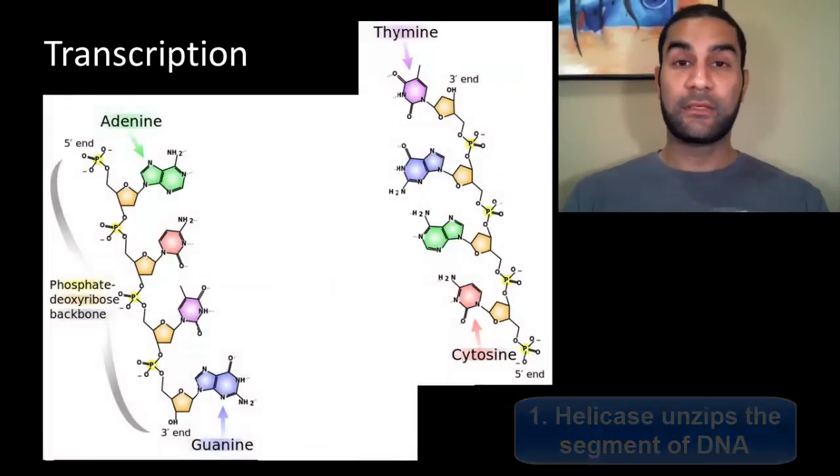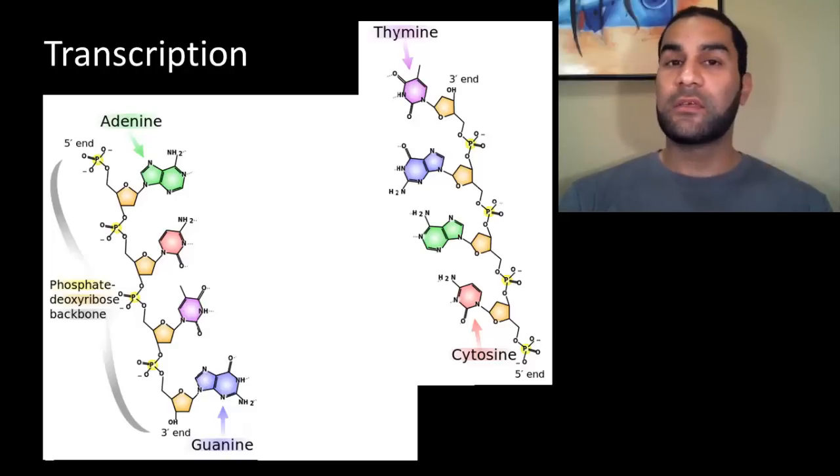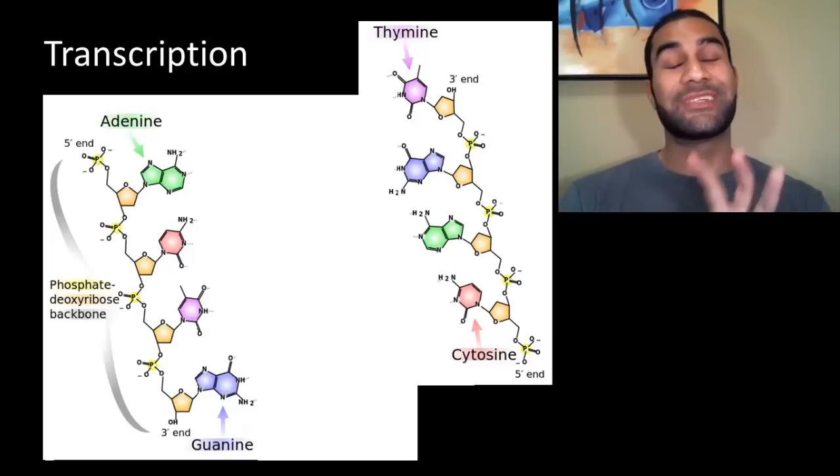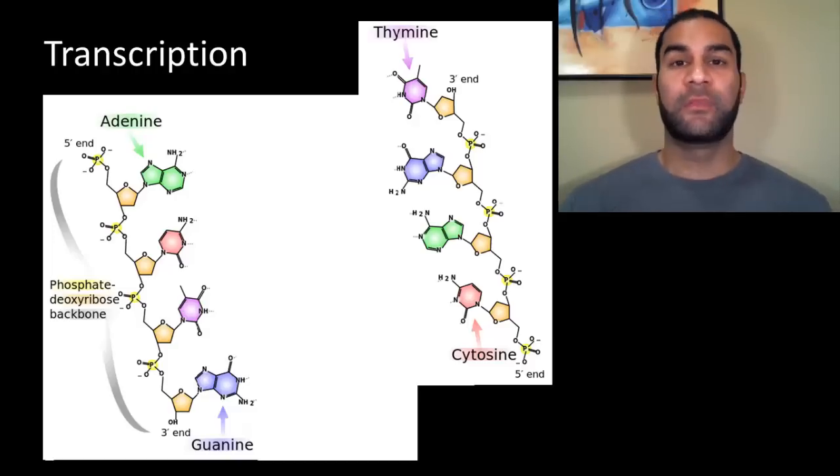Now, the key thing to remember here is we're now talking about just getting a copy of a certain section of the DNA. The human DNA line has about 30,000 genes. It's made up of about 30,000 genes.